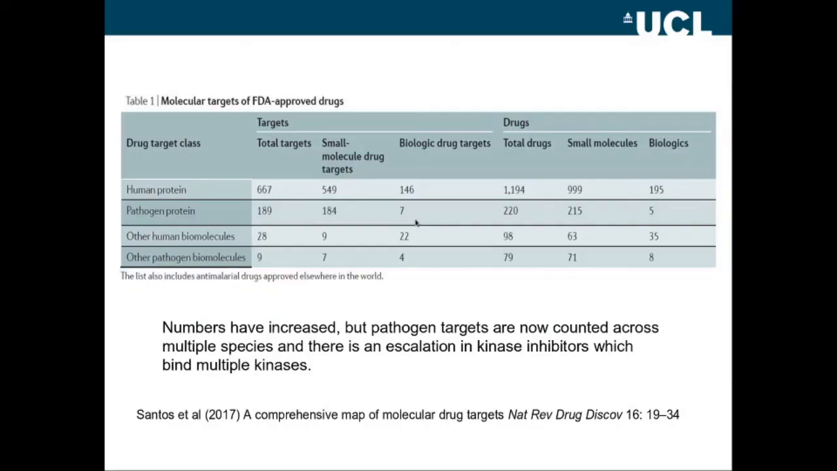Okay, from the Santos paper, you should have found this table which details the numbers of new targets. You can see that the number of pathogen targets has increased hugely, and you can see that there has been a fair number of additional human protein targets as well. However, an awful lot of this is a result of a huge number of kinase inhibitors that have been developed, which actually bind to multiple kinases and therefore get counted as multiple protein targets.